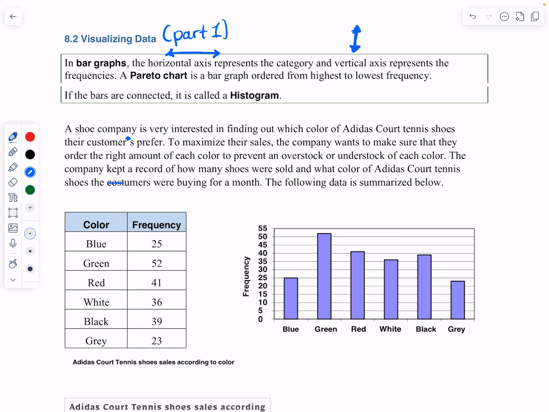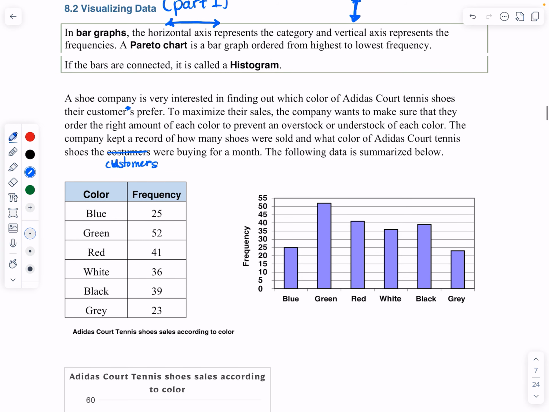So let's fix this and put customer. That should be a U there, customers. All right, sorry about that, guys. I'm just fixing some of the little tiny mistakes here.